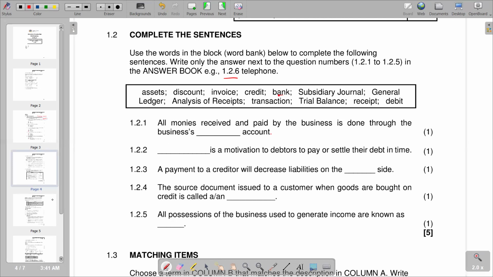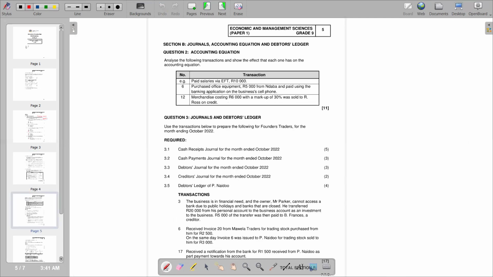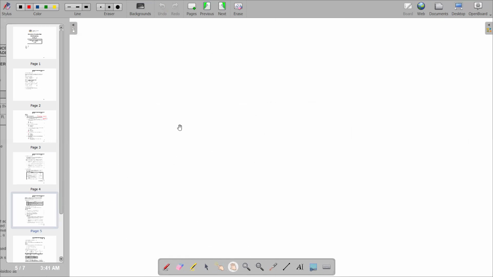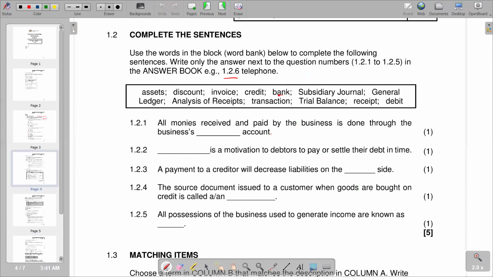So obviously we are saying on 1.2.1, so we can just create some space and write our answer. Then 1.2.1, we are saying it's bank account. Then we refer back, you see that our bank account, we have it here. So it's our correct answer.